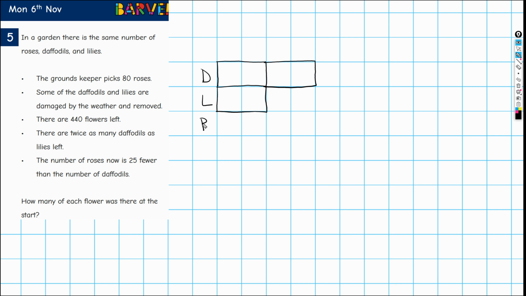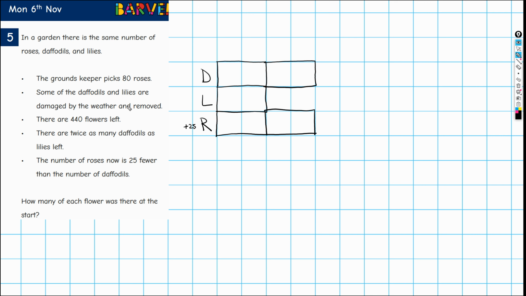And for roses, what have we got? We've got that the number of roses is now 25 fewer than the number of daffodils. So what I'm going to do here is say that roses plus 25, just to remind myself, is the same as the number of daffodils. And that's quite nice because it gives us some equal parts here, but we have to bear in mind that not all of these roses exist. And in fact, I'll partition this in just a moment, I think.